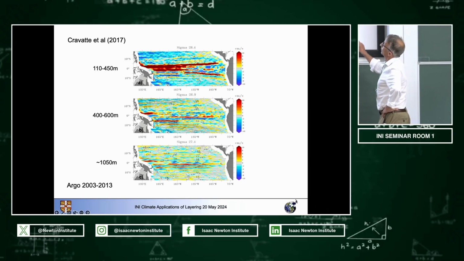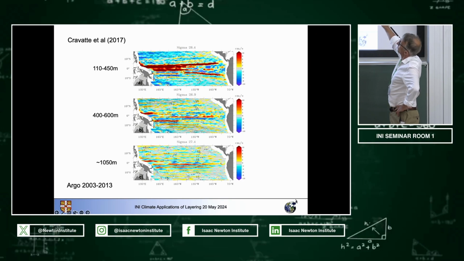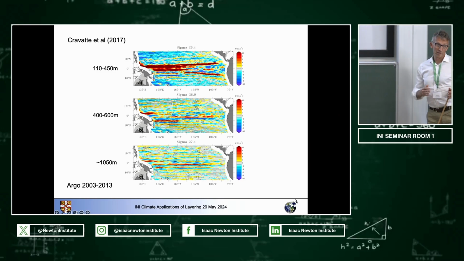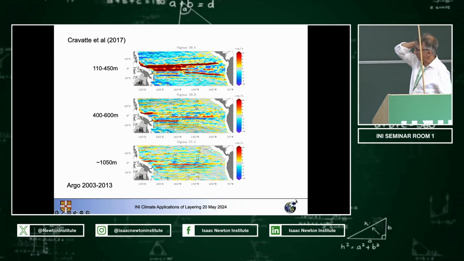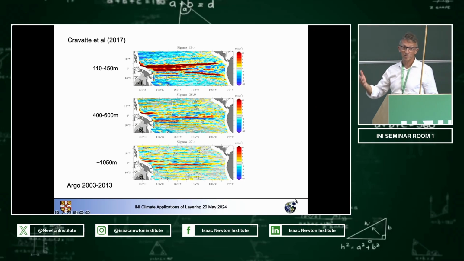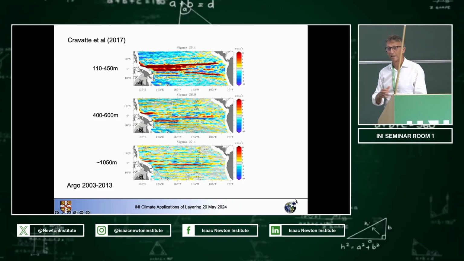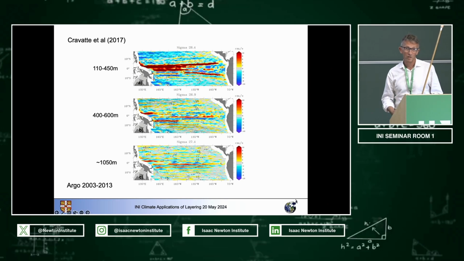We're seeing jets at different levels, at different potential density ranges. This corresponds to something between 110 and 450, depending where you are, 400 to 600 meters, and a kilometer. So you're seeing these strong zonal structures appearing in these observations. These are constructed from Argo data, so it's a combination of temperature and salinity being used to calculate geostrophic velocities, together with some velocity information from the floats, which provides a reference point.